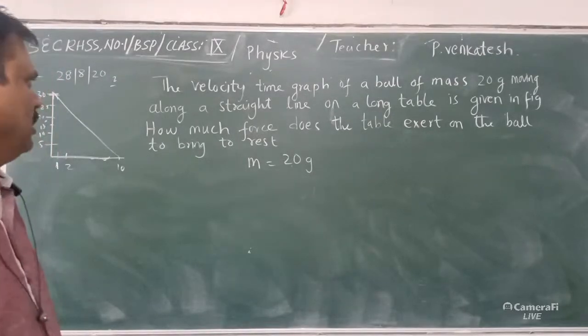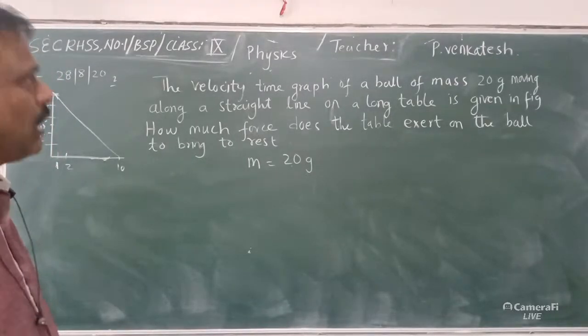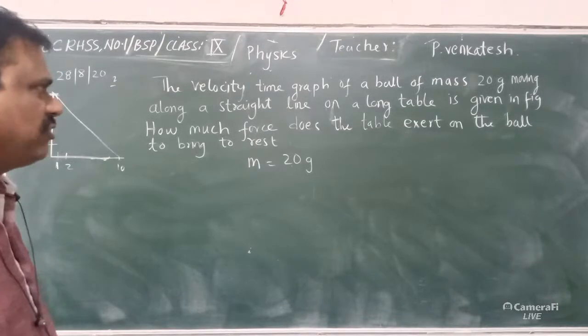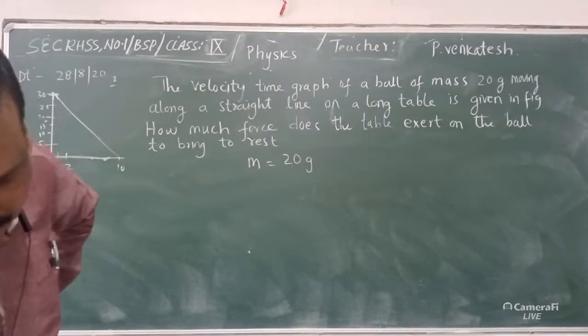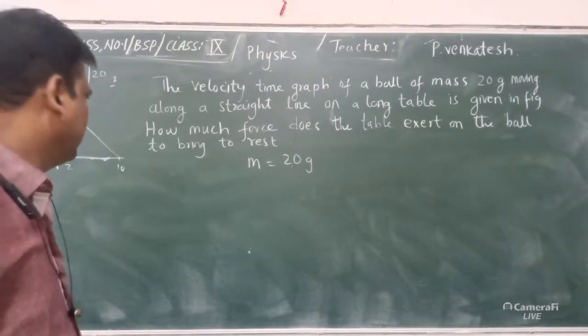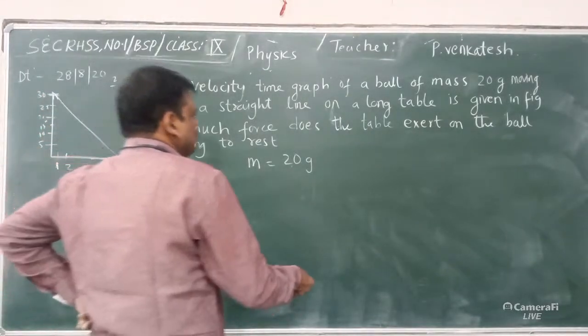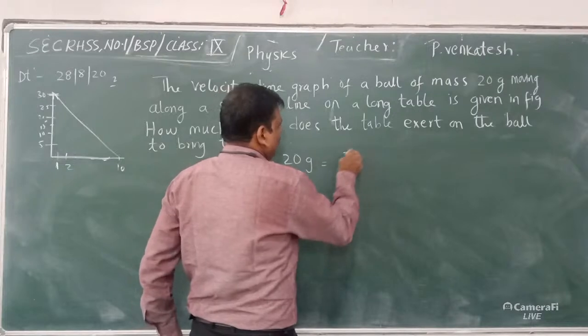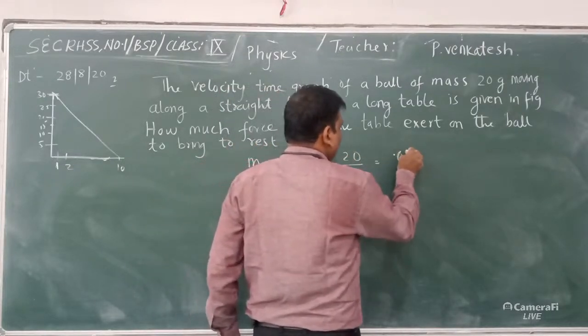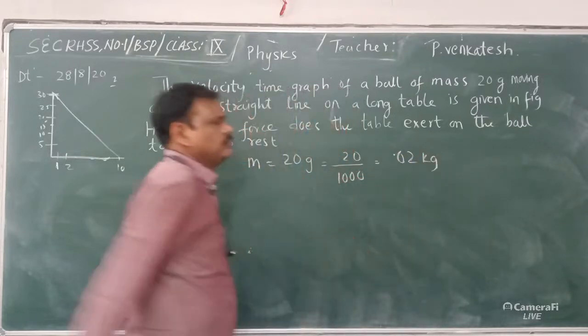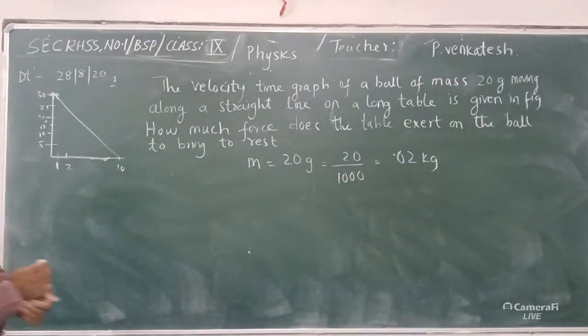Very nice question. The velocity time graph of a ball of mass 20, mass equal to 20. First, you know, when the mass is given, what you have to convert? You have to convert it into kg. That is 20 by 1000, that equals 0.02.